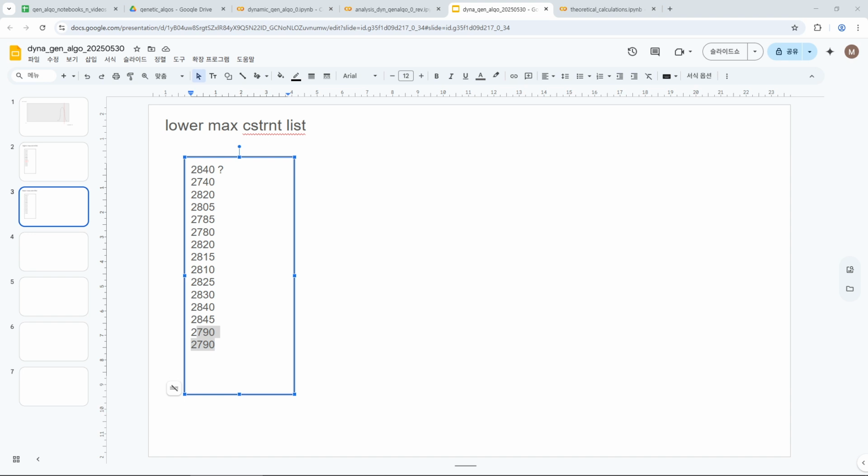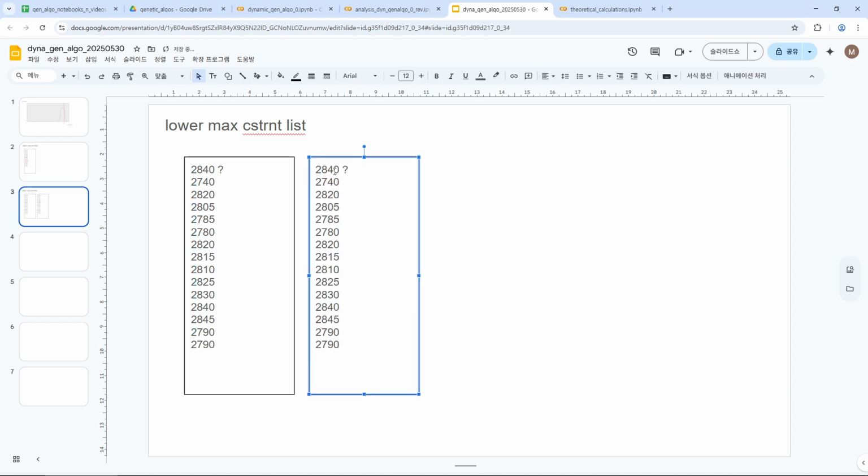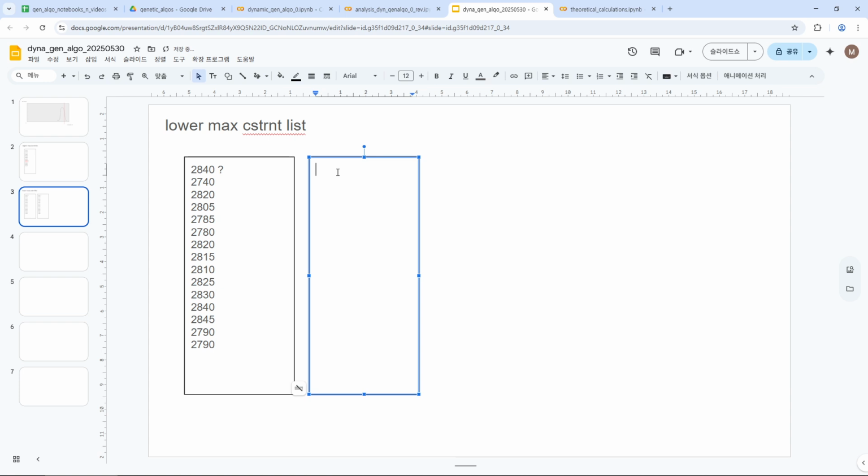In this one, what happened is that while using the lower maximum constraint list, the generations was set to 1000, so 10 eras, and 100 generations each, and the population was set back to 1000, and the candidate percentage was set to 0.2.